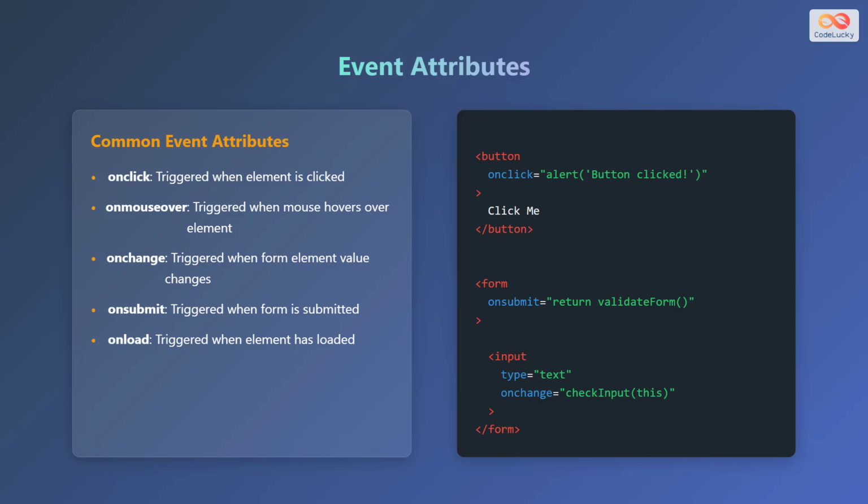A button with click event, the button tag with onClick attribute. Form with submit event. The form tag with onSubmit attribute whose value is return validateForm. The input tag with type equals text and onChange attribute whose value is checkInput(this).